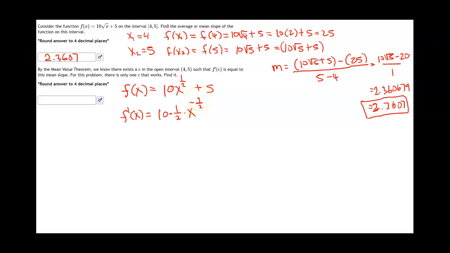Okay, there we go. So if I multiply 10 times 1/2, that's going to give me 5. And remember that if you have x to the negative 1/2, it goes to the denominator, becomes x to the positive 1/2. But then you have to rewrite this as a radical. So x to the 1/2 is just going to be square root of x. And again, hopefully this is all review for you. So f prime of x is equal to 5 over radical x.